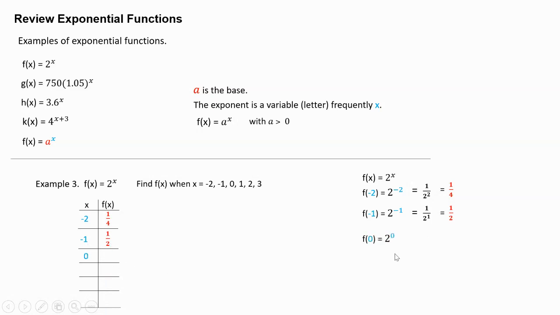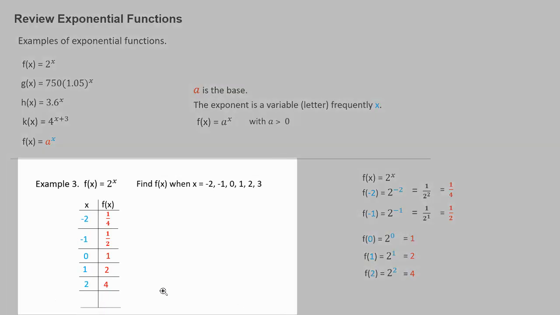When it's 0, we evaluate it as 0, and any base to a 0 power will always give you 1. So we got 0, 1. Then when we use 1 for x, we evaluate f of 1, which will be 2 to the first power, will give us 2. So when x is 1, y is 2. Then when x is 2, we evaluate f of 2, which is going to give us 4.